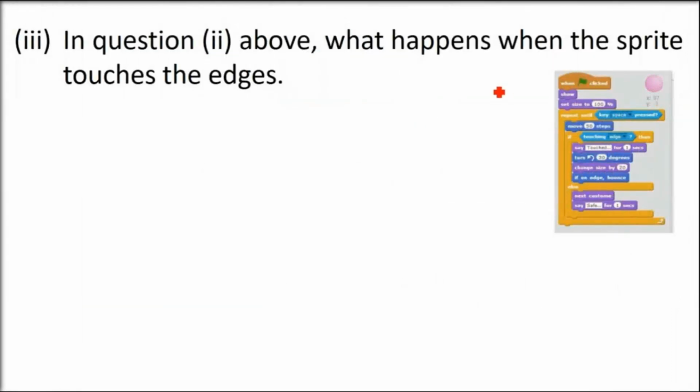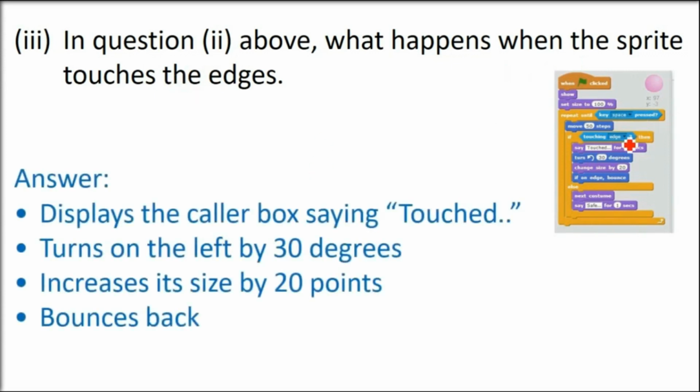Now the same question is there, and the question is, what happens when the sprite touches the edges? As I just indicated, when it touched, the first part will be executed as the if part will be executed. Displays the color box saying touched. Turns on the left by 30 degrees. Increase the size by 20 points. And it bounces back. This will happen.